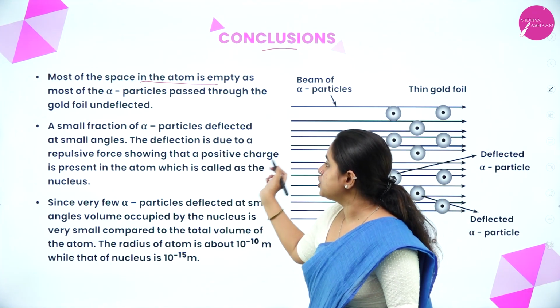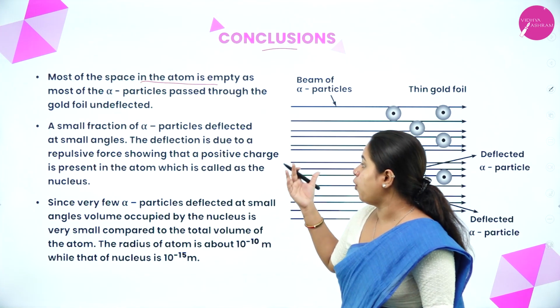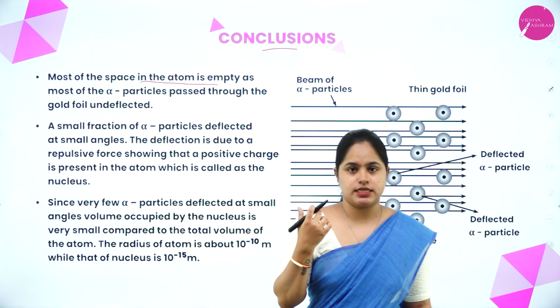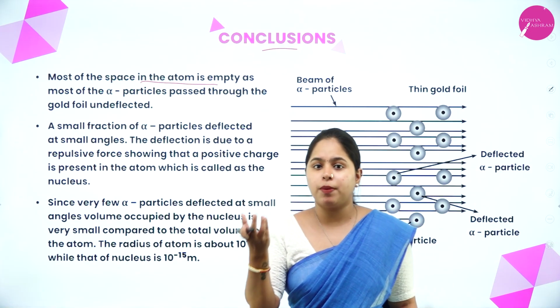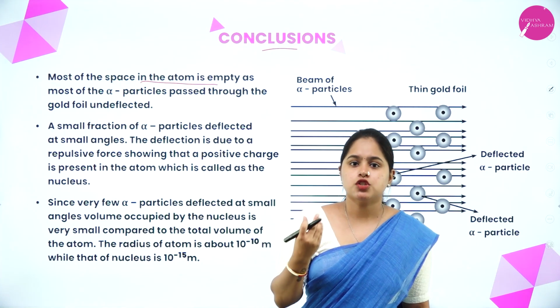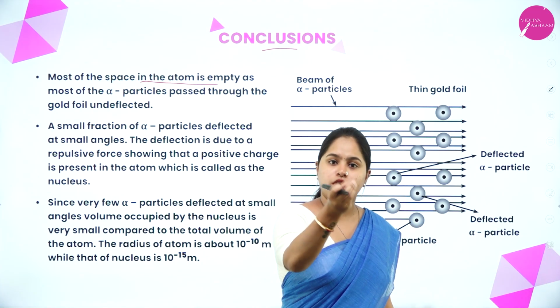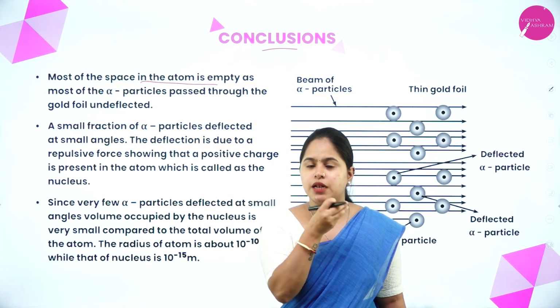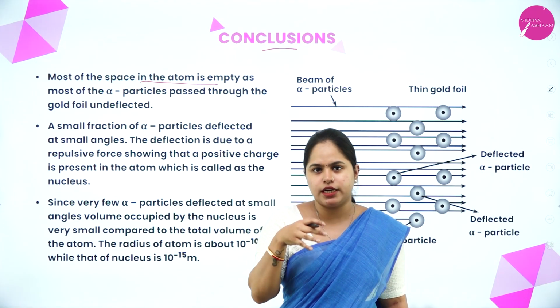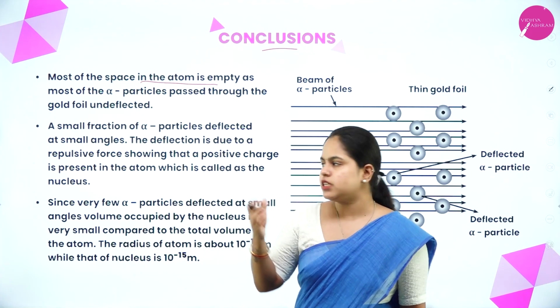So the deflection is due to a repulsive force, showing that a positive charge is present in the atom, which is called the nucleus. Right. We know that the alpha particle we are directing towards the gold foil is positively charged, right? So if the alpha particle is showing deviation, that means there must be some positively charged particle present inside your atom, right? That is what is written here.